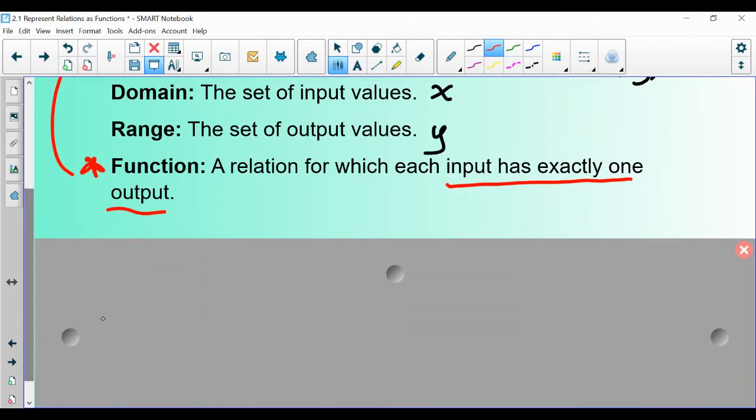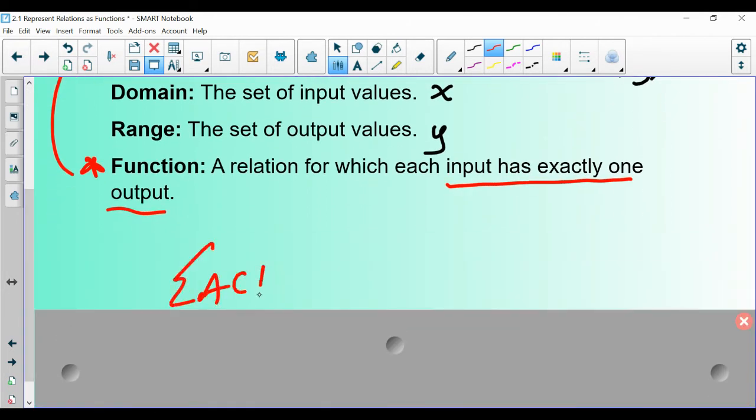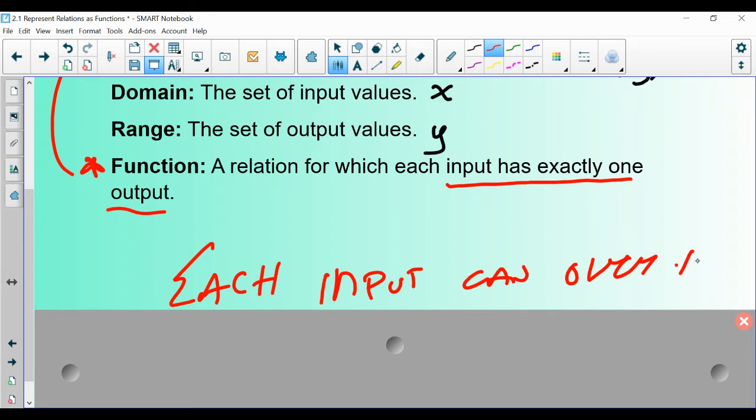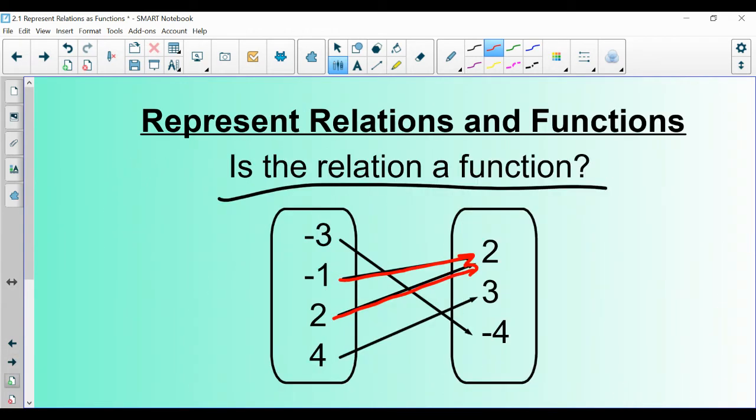Each input can only have one output. I might actually write that phrase in my notes. Each input can only have one output. Right here, this is fine. This is a function. Yes.